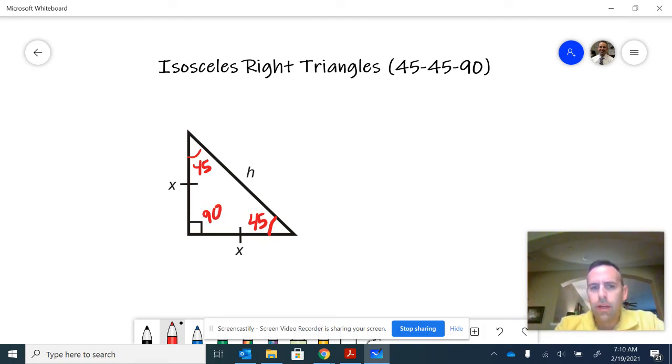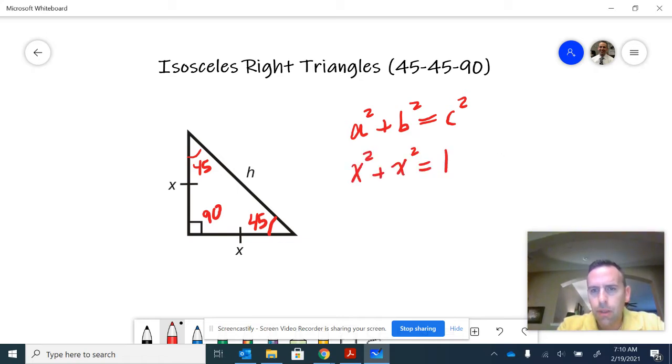Since it's a right triangle, it will behave according to the Pythagorean theorem that we discussed in previous videos. If we plug in the appropriate labels that we have on the legs here, we'll get that x squared plus x squared is equal to the hypotenuse squared. Combining these two terms that are alike, we'll learn a little more information.